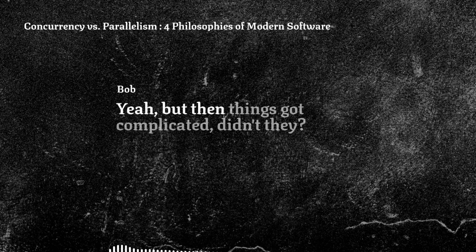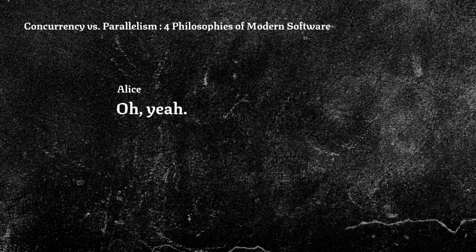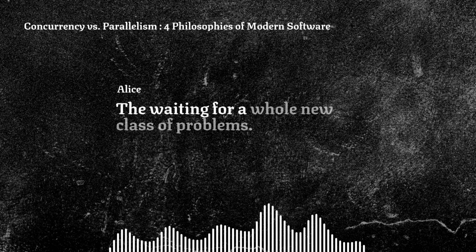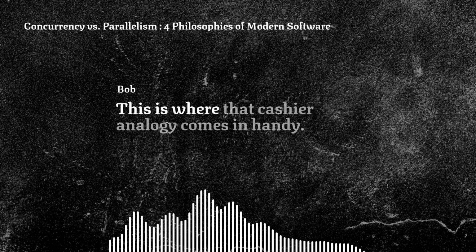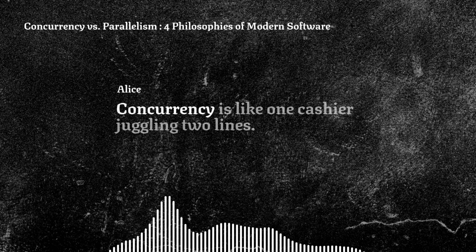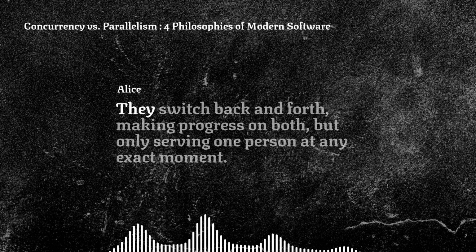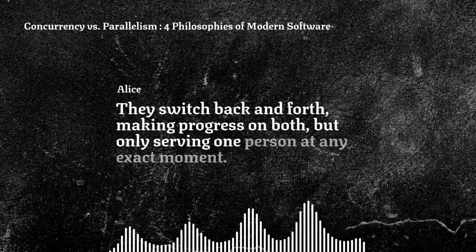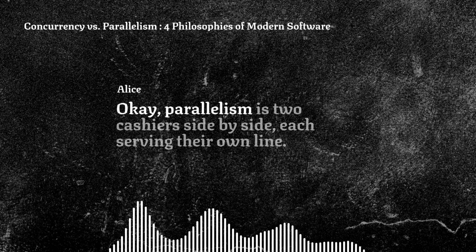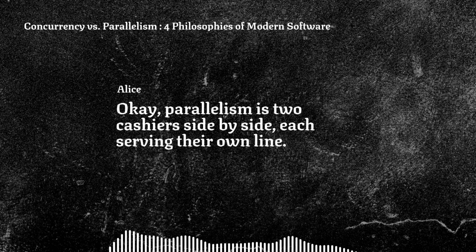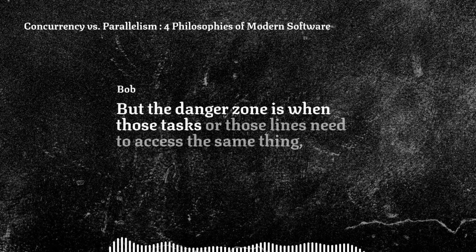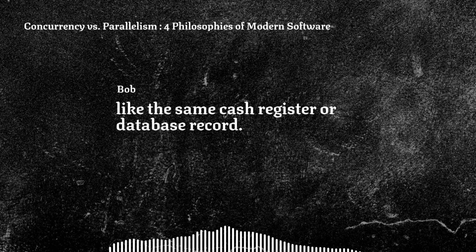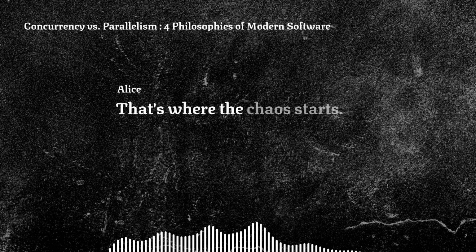Yeah. But then things got complicated, didn't they? Oh, yeah. You trade that simple performance problem, the waiting, for a whole new class of problems, correctness bugs. Suddenly, tasks are stepping on each other's toes. This is where that cashier analogy comes in handy. It is. Concurrency is like one cashier juggling two lines. They switch back and forth, making progress on both, but only serving one person at any exact moment. Okay. Parallelism is two cashiers, side by side, each serving their own line, actually doing two things simultaneously. Right. But the danger zone is when those tasks or those lines need to access the same thing, like the same cash register or database record. Exactly. Shared resources, shared data, that's where the chaos starts.